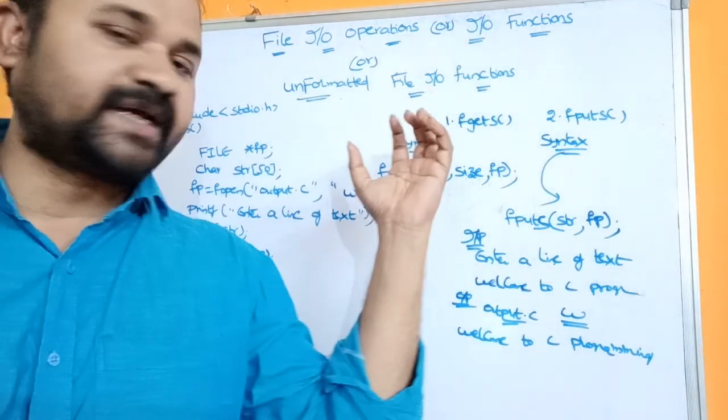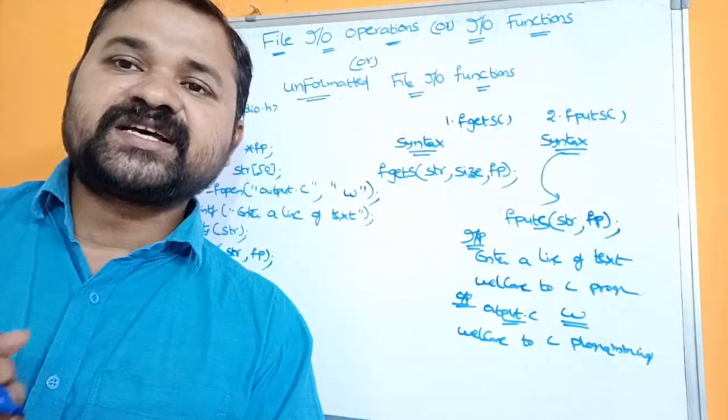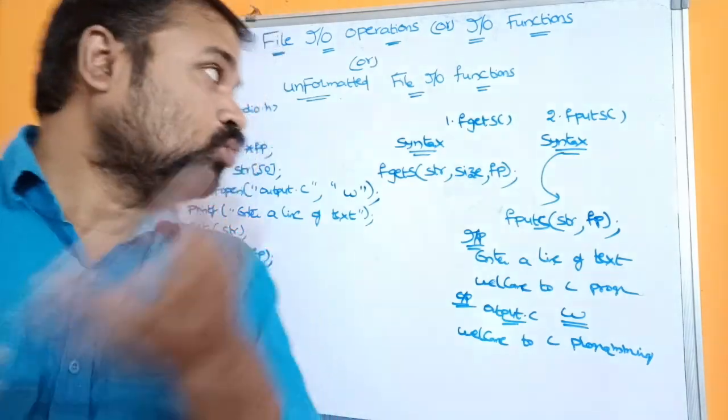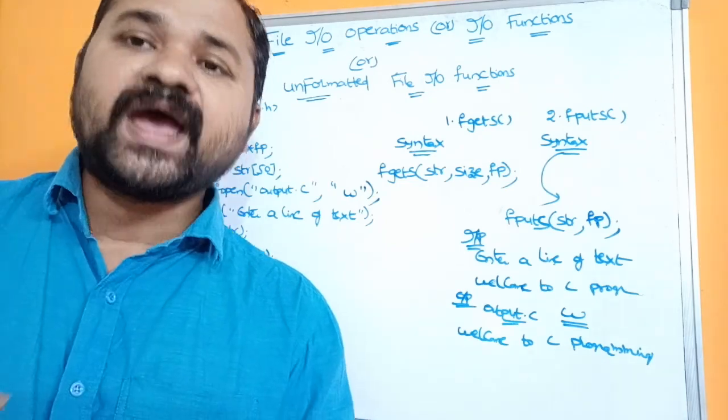So this is about the fgets function and fputs function. In the next video, we will discuss the last two unformatted file I/O functions. They are getw and putw.